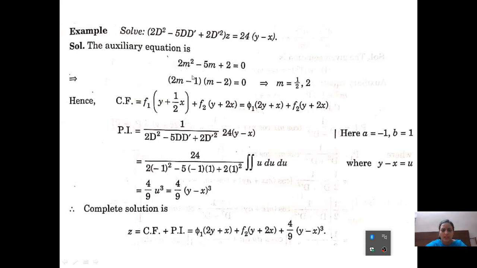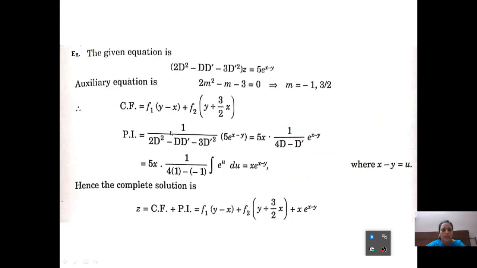Complementary function. To solve the complementary function, we just have to factorize this equation. We first place m in place of D and 1 in place of D dash, obtain this auxiliary equation, factorize it, and obtain the roots by any previously learned method. After obtaining the roots, we place these 2 roots in the formula for the complementary function, and thus we obtain the complementary function part.